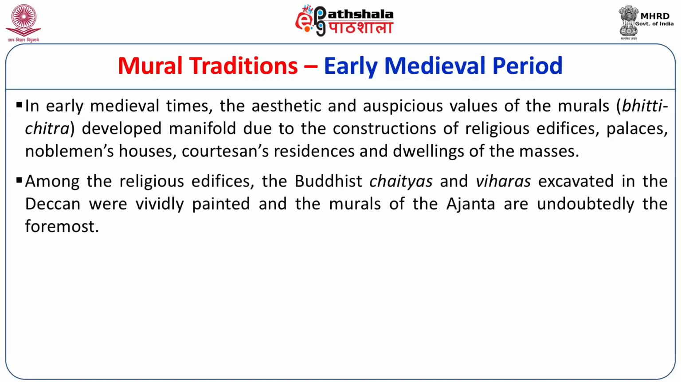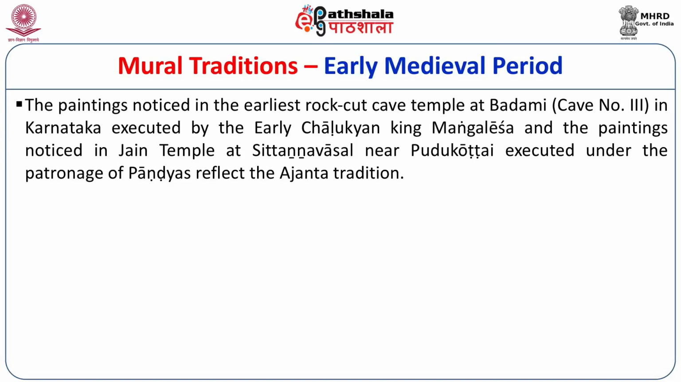So, among the religious edifices, the Buddhist chaityas and viharas excavated in the Deccan area were vividly painted, and the murals of Ajanta are undoubtedly the foremost one. The paintings noticed in the earliest rock-cut cave temple at Badami, cave number 3 in Karnataka, executed by the early Chalukyan king Mangalesha, and the painting noticed in the Jain temple at Chittanavasal, executed by the Pandyas near Pudukkottai in Tamil Nadu, are almost considered as the tradition of the Ajanta paintings.